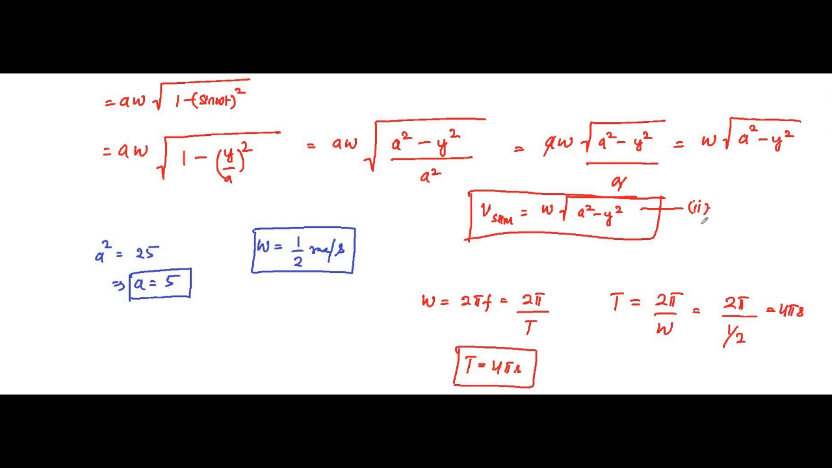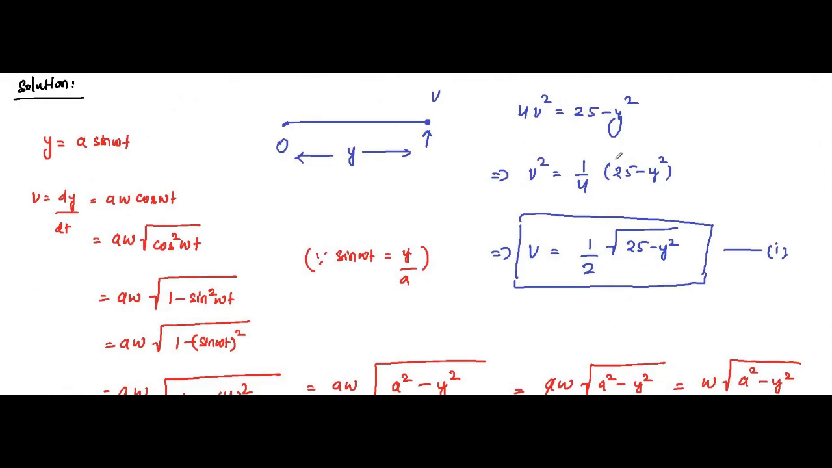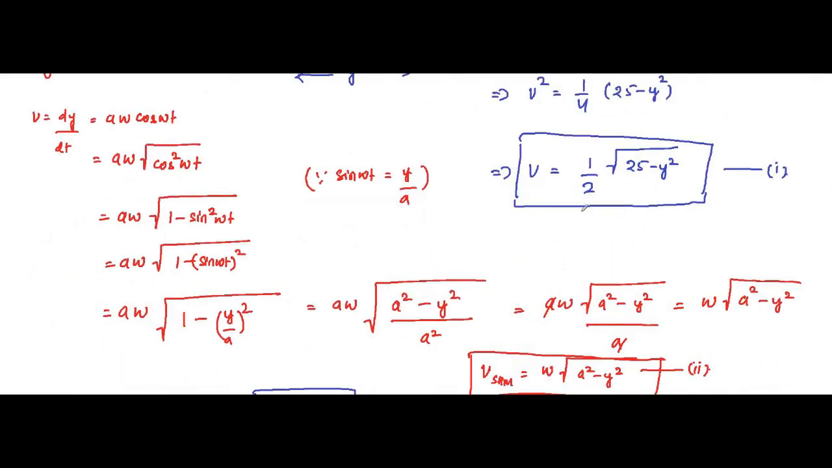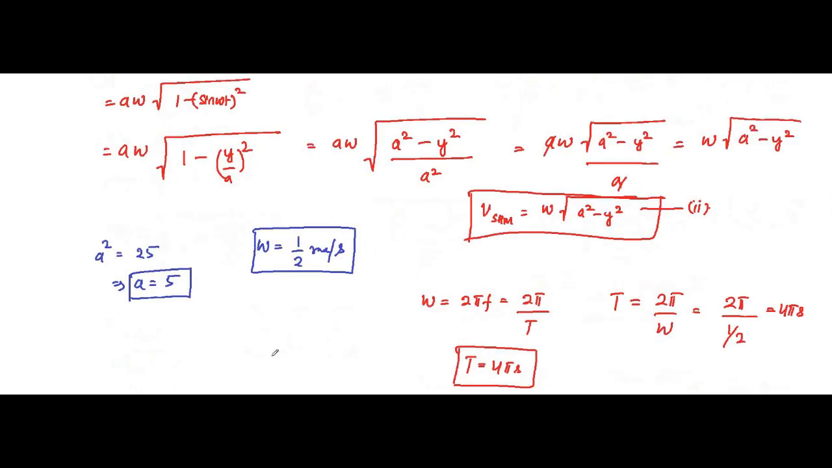So from the correlation of equation 1, which is the given relationship of velocity and instantaneous position, and equation 2, which is the basic relationship of velocity in SHM with the instantaneous displacement, we have proved that this is also simple harmonic motion in nature, and it has amplitude 5 units, angular frequency 1 by 2 radians per second, and time period equal to 4 pi seconds.